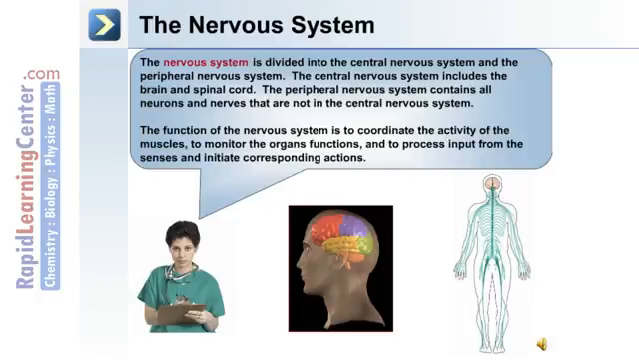The two major divisions of the nervous system are the central and peripheral divisions. The central nervous system includes the brain and spinal cord. The peripheral nervous system contains all the neurons and nerves that are not in the central nervous system. The function of the nervous system is to coordinate the activity of the muscles, monitor organ function, and process inputs from senses and initiate the corresponding actions.